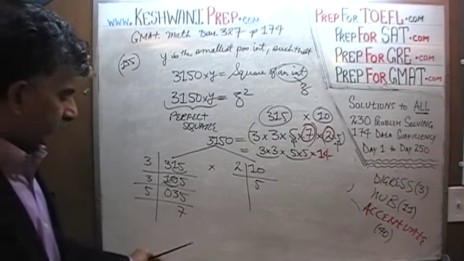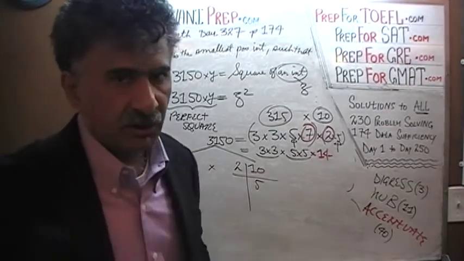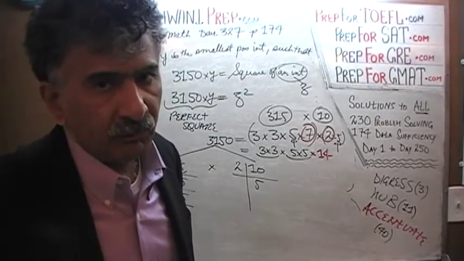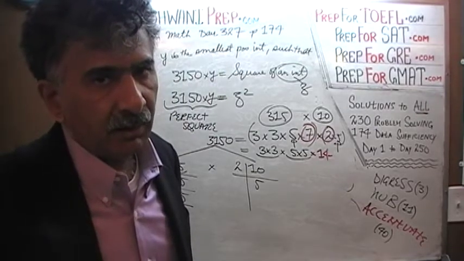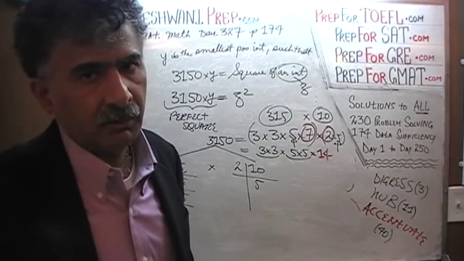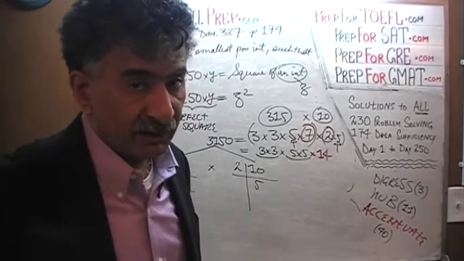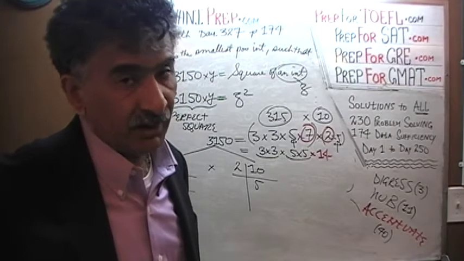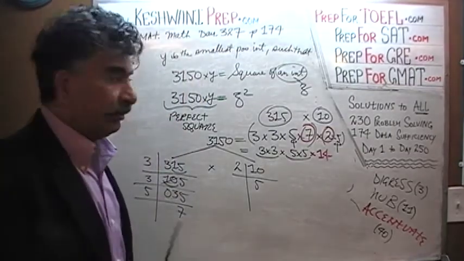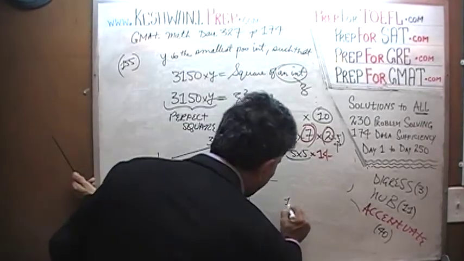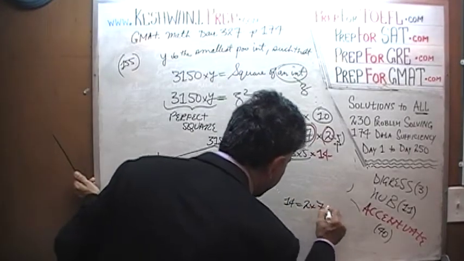What's the smallest integer that you can think of? That's the question. Listen very carefully. What's the smallest integer that you can multiply 14 by and turn it into a perfect square? Can you multiply 14 by 2? 14 times 2 is 28. Is 28 a perfect square? The answer is no. The answer is going to be no all the way through, because 14 is simply 2 times 7.